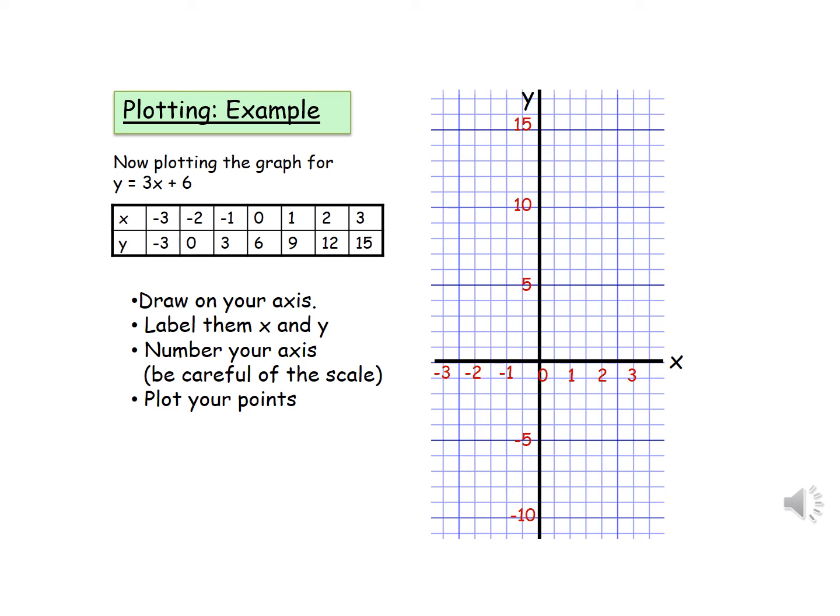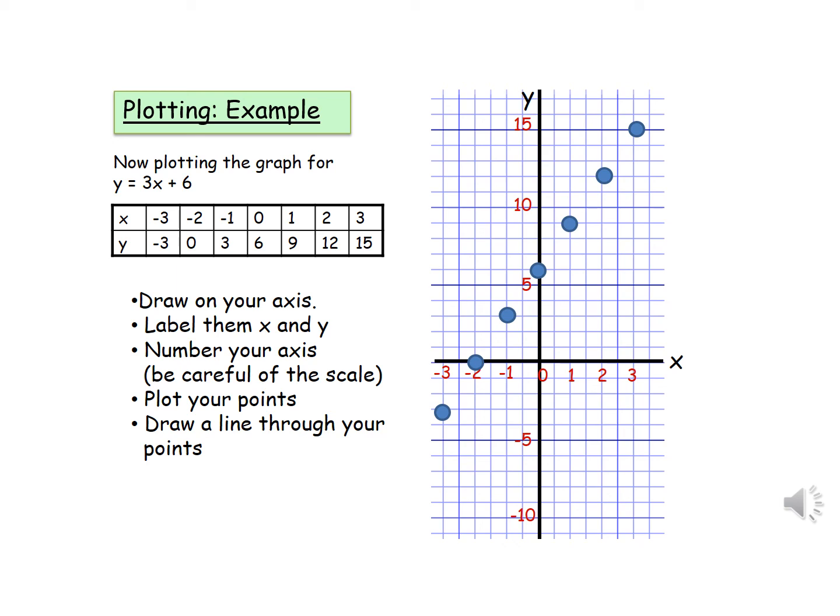Plot your points on the graph. So when x equals minus 3 and y equals minus 3, you need to plot it like so, and for the rest of the values you need to keep plotting until you get something like this.